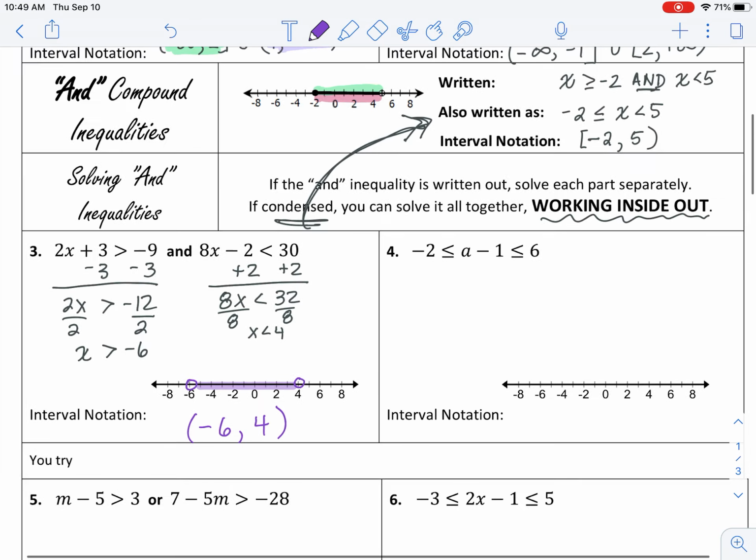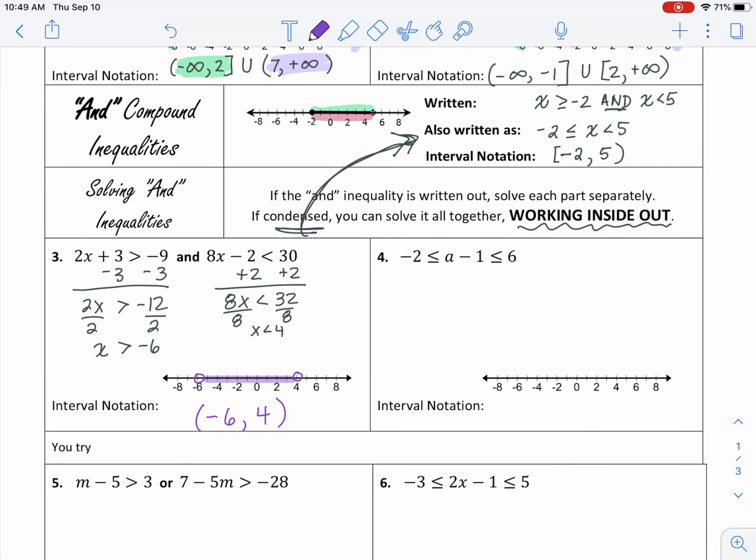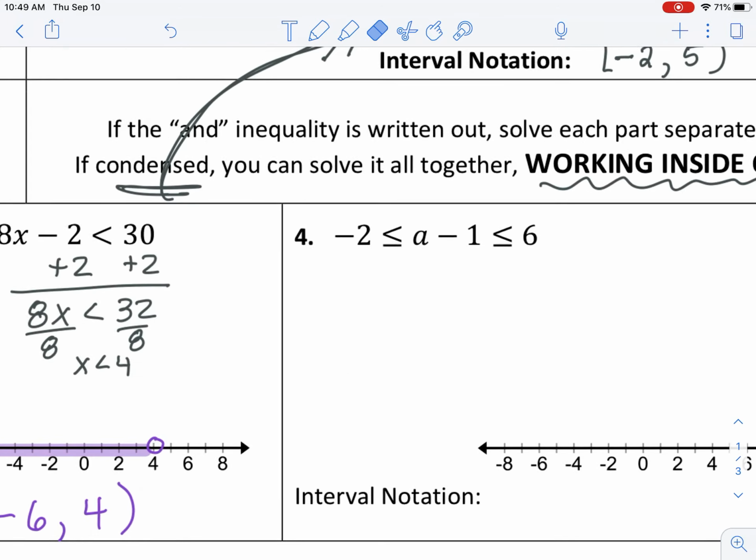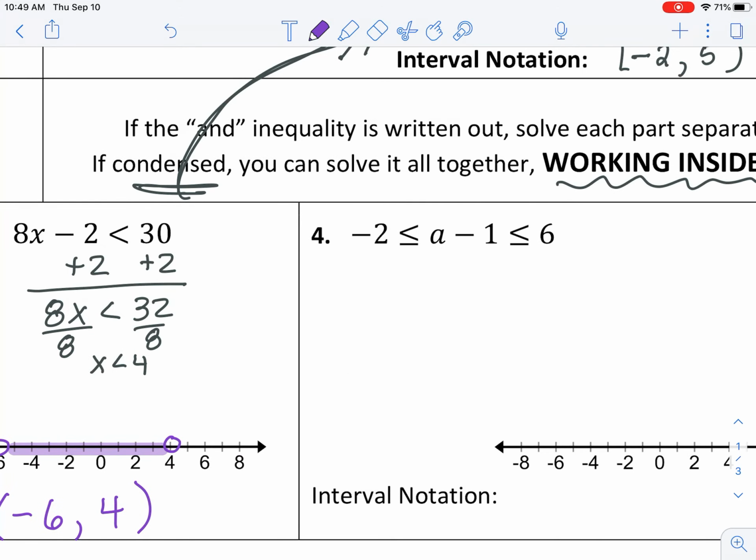Now, when it's condensed like this, you want to get a by itself. So in the middle, you have to get rid of the things that are with the a to get a in the middle by itself so that it looks like that inequality, okay? So what we're going to do here is we are going to add 1. Now, when we add 1, we have to add it on both sides of the inequality too. That's working inside out. So now when we do this, -2 plus 1 is -1, less than or equal to a, and then this is 0, so we just have a is less than or equal to 7.